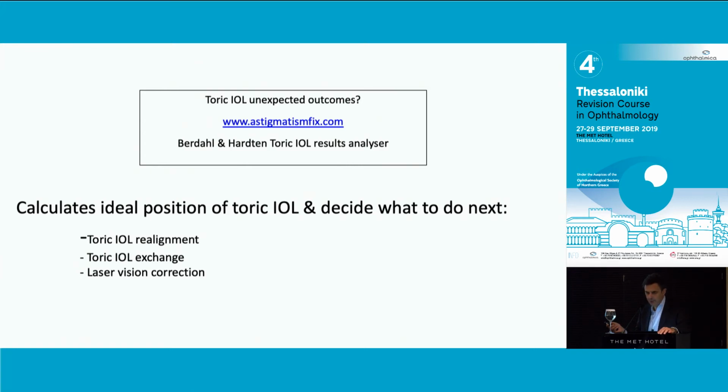But if it is not, then you have to consider other means of correcting the astigmatism, which could even be laser vision correction. That's why it's useful when you do refractive surgery and cataract surgery, having everything around you, not only access to good cataract surgery facilities, but also excimer laser and anything else that you may need. So I hope that it's clear. The take-home message is try to keep it simple.